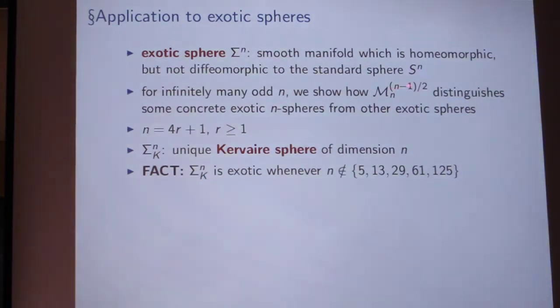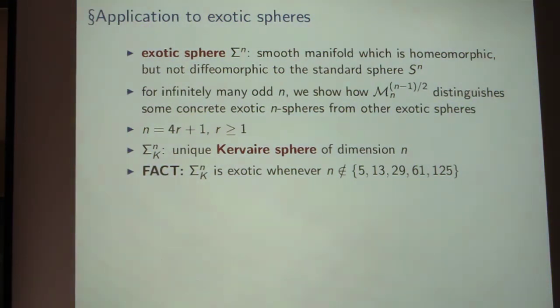So this is the K we consider, (n-1)/2. And we show that this group helps us to distinguish some concrete exotic n-spheres from other exotic spheres, as follows. Suppose n is of this form, 4r+1, and then there is the family of so-called Kervaire spheres of dimension n. So there is a unique Kervaire sphere of dimension n in these dimensions, and it is known that this Kervaire sphere is exotic, except for a finite number of exceptions. I think the case of 125 is still unknown, and the others turn out to be standard spheres.